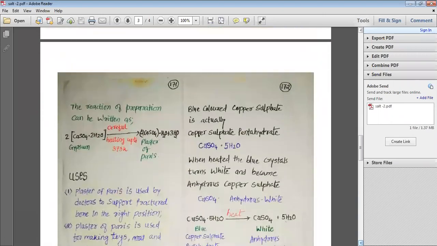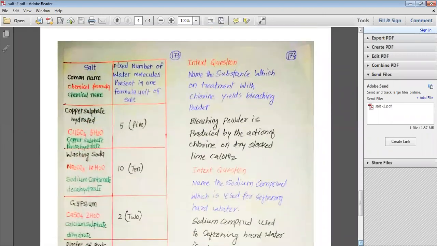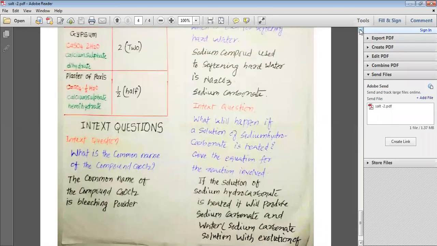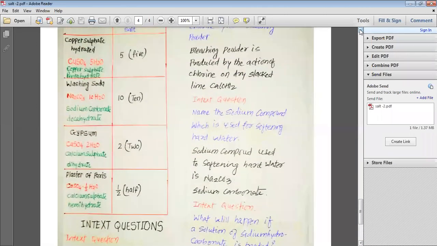So this is how, my dear students, we can understand about the various salts and their uses and methods of preparation. Now, my dear students, I would like to ask you some questions, which you can answer from what is given on your screen. What is the common name for copper sulfate pentahydrate?